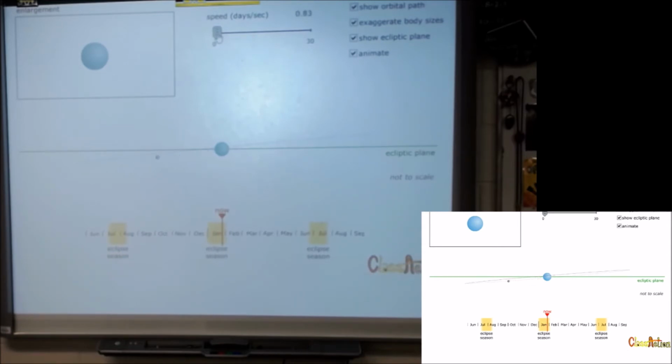But you can see that its orbit is tilted. So the next time the moon comes around, is it going to be an eclipse? Nope, completely missed. Let's see if it's going to be an eclipse. Nope. And we'll go again. We miss. If you take a look at this little box, the moon's not even coming close. So many months are going by. There's no eclipse.